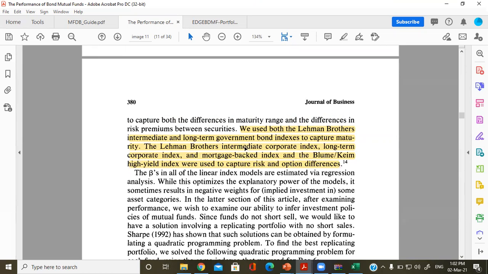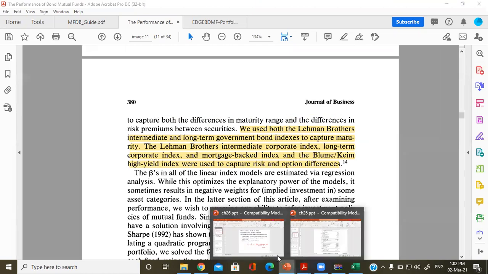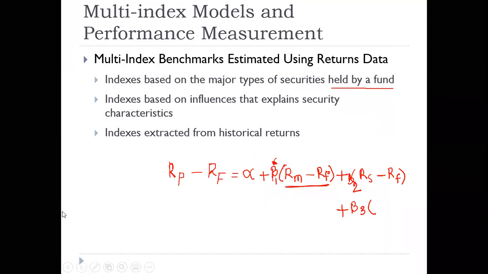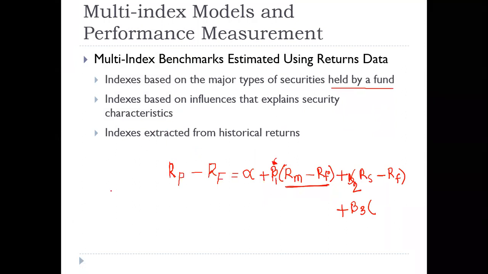But can anyone tell me what is the difference between the Intermediate Corporate Index and the Long-Term Corporate Index? How can you define intermediate, long-term and short-term in the financial market? What is the global practice? Based on the timing, yes, but what is the time frame? Usually 1 year to 5 years is intermediate. If it is less than 1 year, we term it as short term.